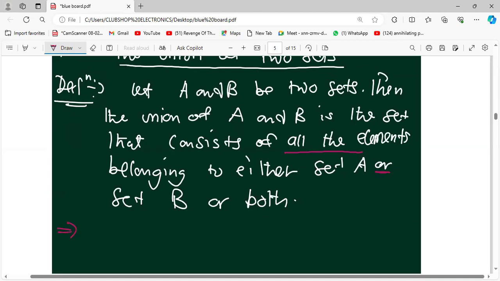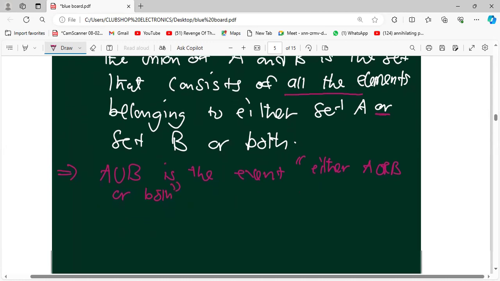This implies the symbol is the event, so now we are combining sets with probability, the event either A or B or both. Or both. So union is represented by this letter in this regard.